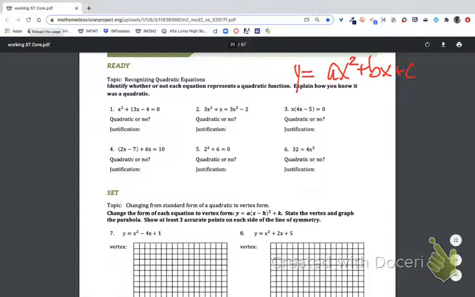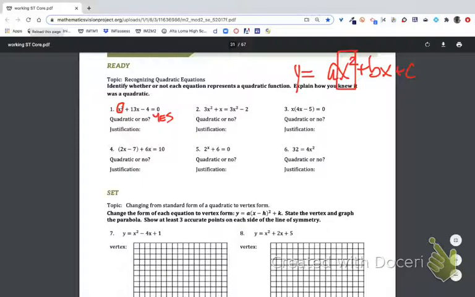For the ready portion, we need to be reminded that the highest degree we can have, and we need to have, is an x squared. So if we don't have an x squared in there, no good. So for number 1, I see it, and there's nothing to combine any like terms with it. So we know that, yes, this is a quadratic. I'm going to leave the justifications to you as a way of practicing that, but just know that it has to have an x squared.